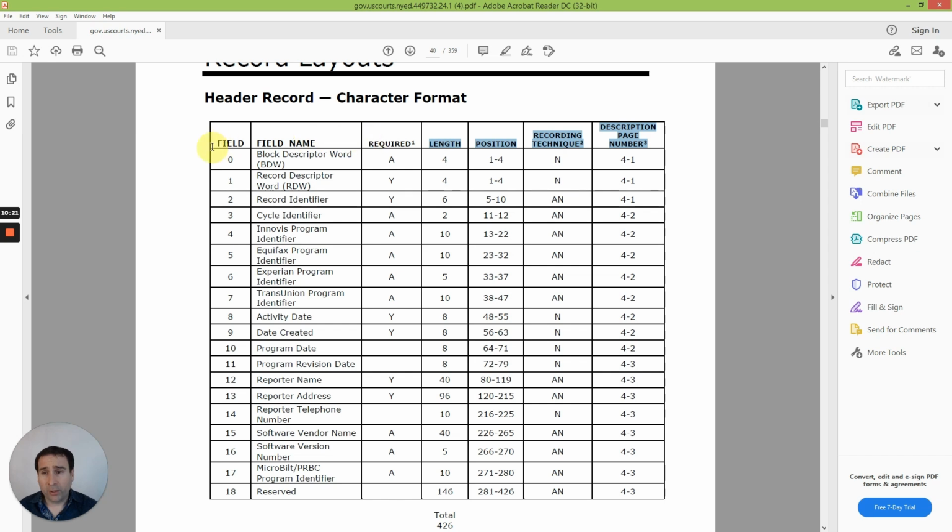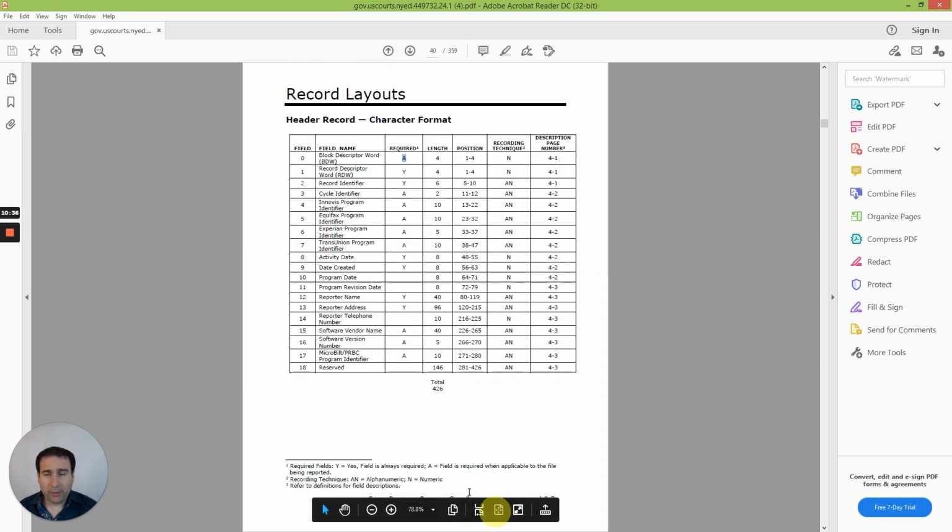The left 3 though is where you're going to find the data field. So this would be your header record, field number 0. The field name is your block descriptor word. And is it a required field? Well, this one is only if applicable. So the rest of Chapter 3 basically breaks down all of your data fields. And again, these data fields are actually specifically defined in Chapter 4. But this shows you whether a field is a required field.